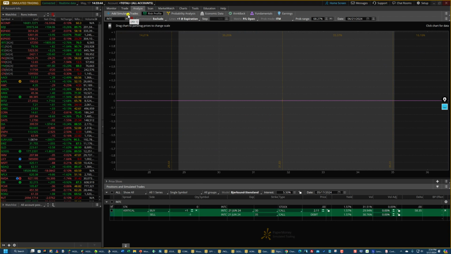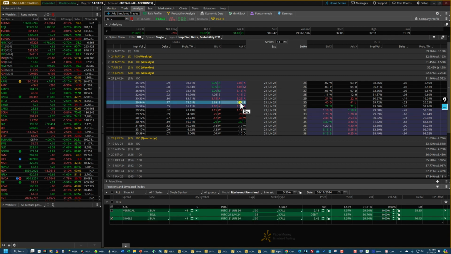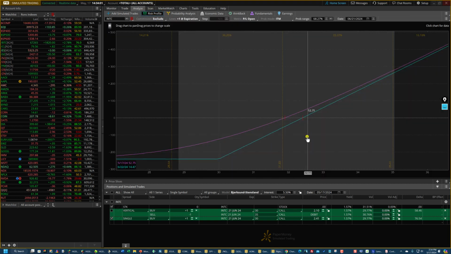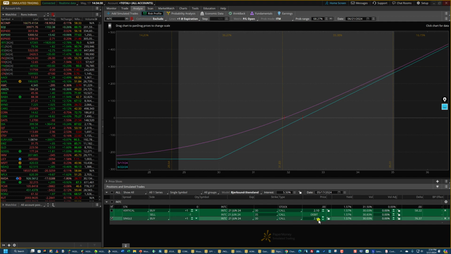I'm going to go back down to 1, and I'm going to deselect this. I'm going to go back to the simulated trades. Let's say that I bought a 30 call outright. A single call, there's a 30. And now if I look at the risk profile, I have to be at 32.42 by expiration to break even on this trade. Now I'm laying out about the same amount of money. One contract would be $241. But let's compare this. So my break even here is 32.42.